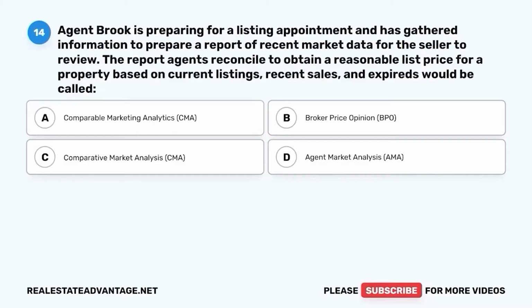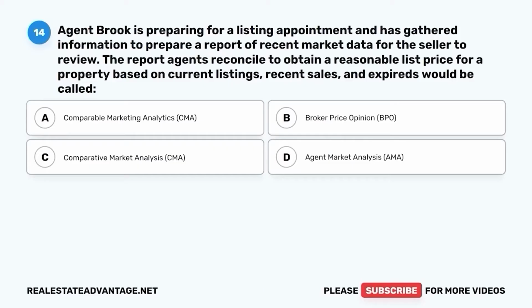Question 14. Agent Brooke is preparing for a listing appointment and has gathered information to prepare a report of recent market data for the seller to review. The report agents reconcile to obtain a reasonable list price for a property based on current listings, recent sales, and expireds would be called A. Comparable Marketing Analytics, CMA, B. Broker Price Opinion, BPO, C. Comparative Market Analysis, CMA, D. Agent Market Analysis, AMA.